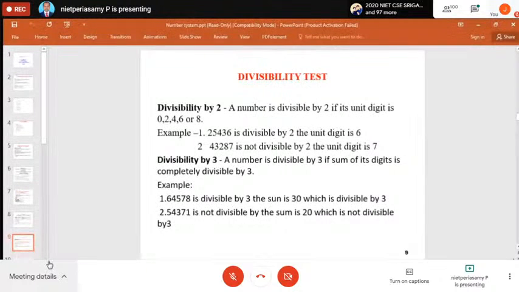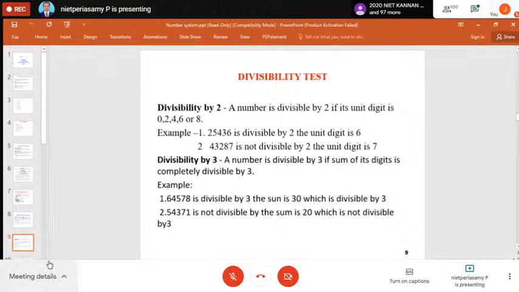First example is 25,436. Here the unit digit is 6, so this number is exactly divisible by 2. The next number is 43,287. Here the unit digit is 7. If the unit digit is an even number, then that number is divisible by 2. Here the unit digit is 7, so this number is not divisible by 2. This is the divisibility test for 2.